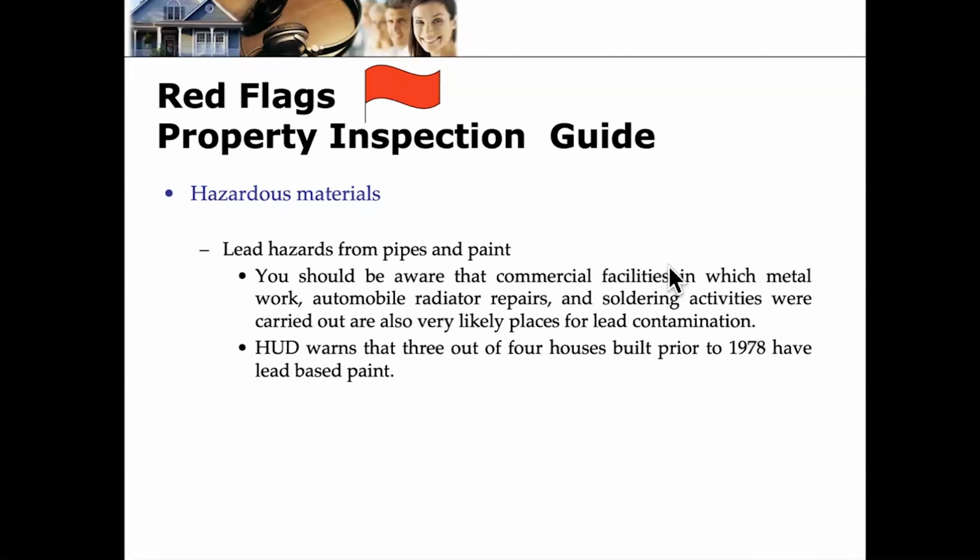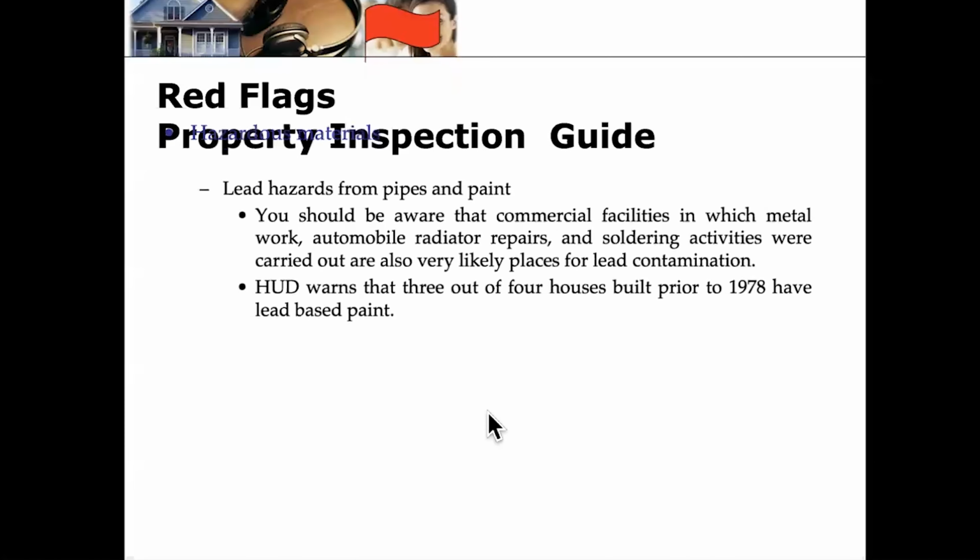So beware of that. Beware that commercial facilities in which metal work, automotive radiator repairs, or soldering activities were carried out are also likely to have lead contamination, because the solder they used was lead. HUD warns that three out of four houses built prior to 1978 have lead-based paint. Think about that now: 75% of the houses built before 1978 have lead-based paint. So if you're inspecting a property older than 1978, beware. HUD says they probably have lead-based paint.